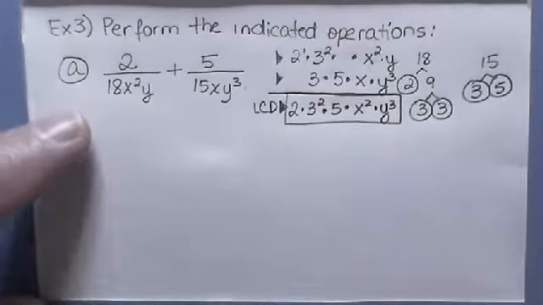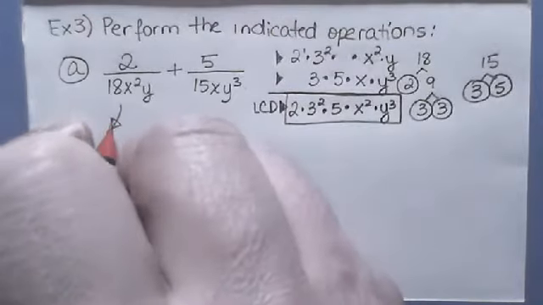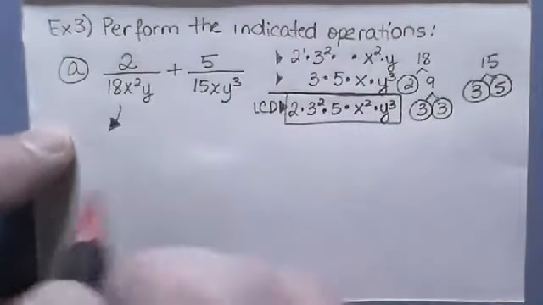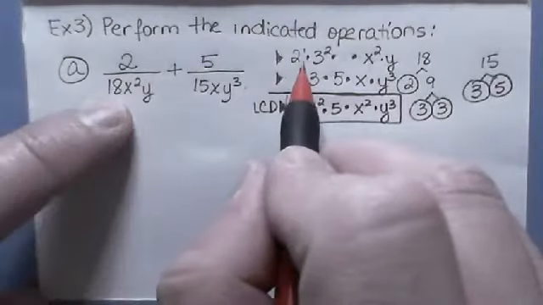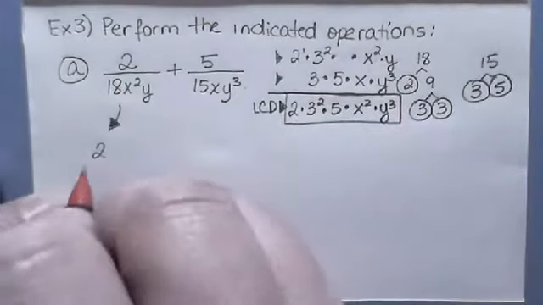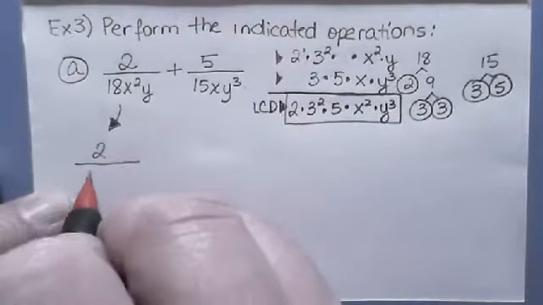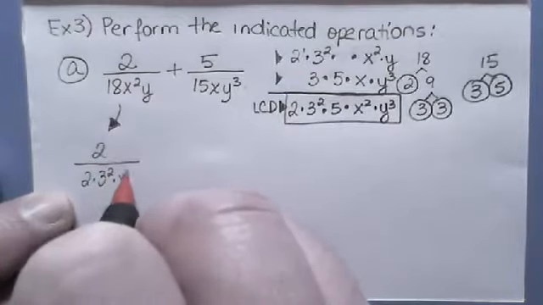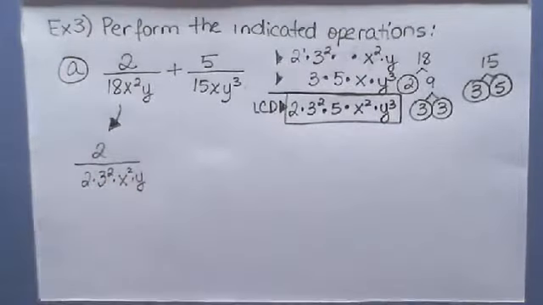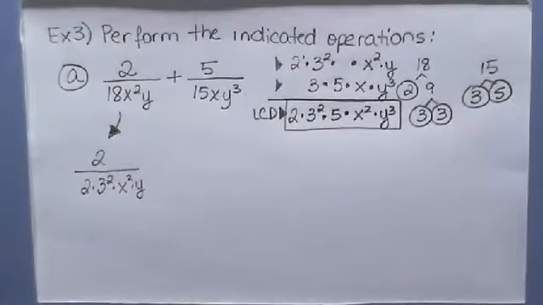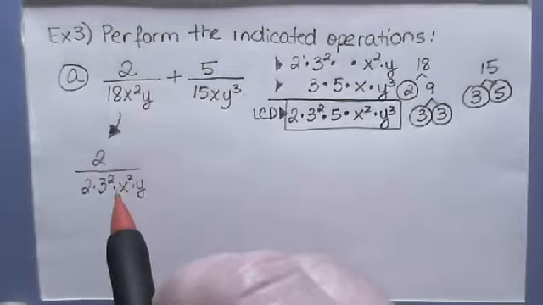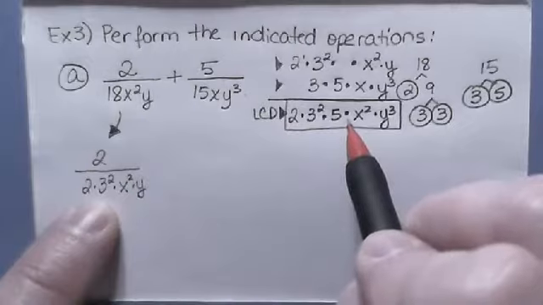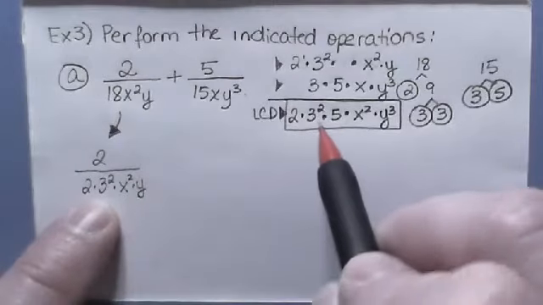Okay? I'm going to copy my first denominator, but I'm going to copy it in its factor form. In other words, I'm going to use this as my denominator in factor form. So I'm going to copy the top as a 2. On the bottom, I'm going to put 2 times 3 to the second times x squared times y. That's what my denominator is right now. Now that I have this denominator, I'm going to compare it with the LCD. I want to make sure the denominator is the same as this.